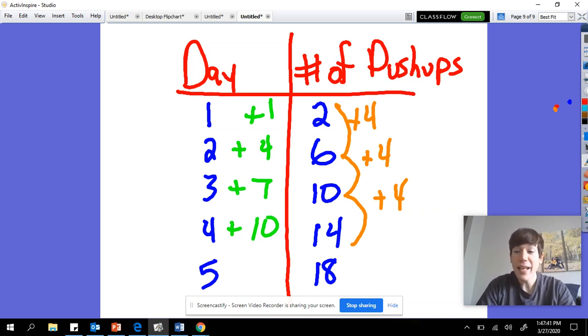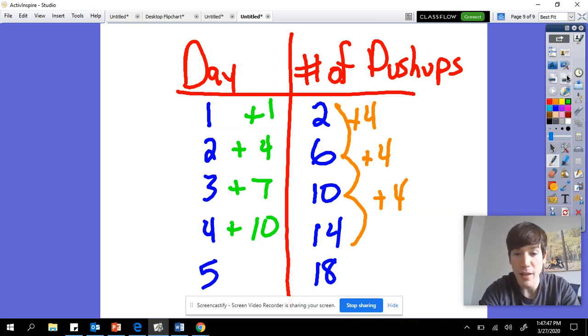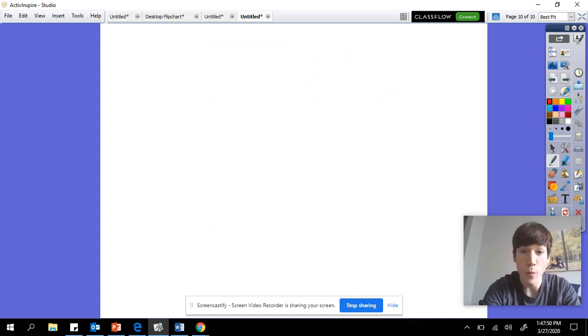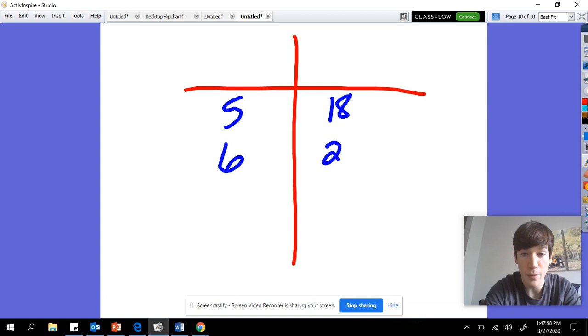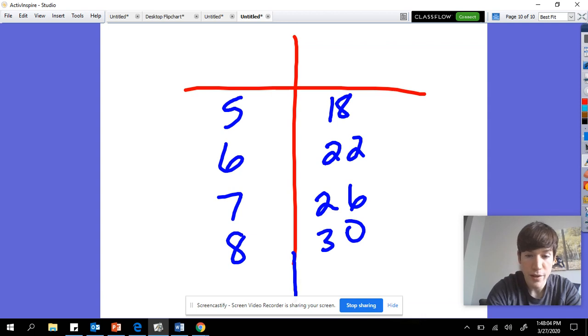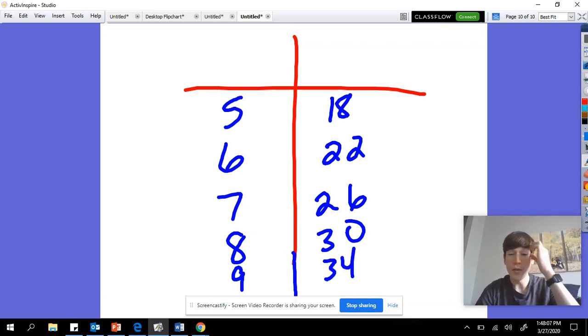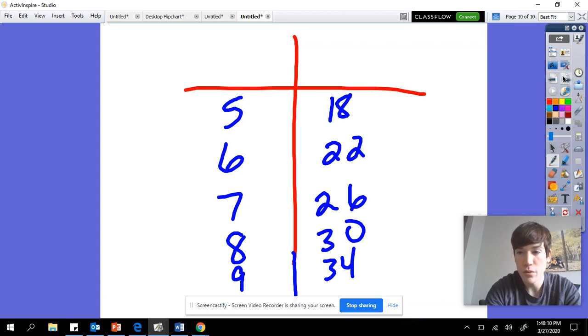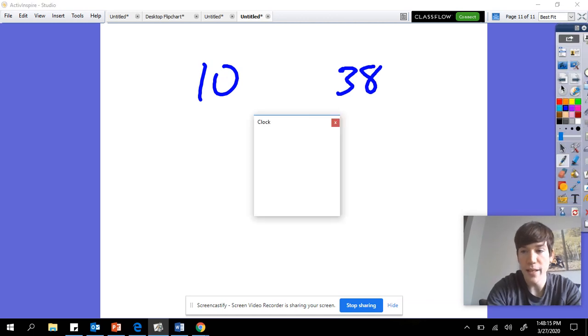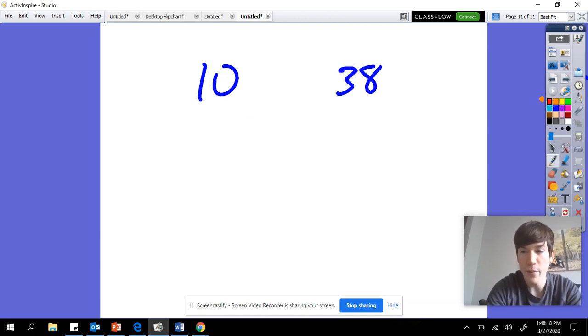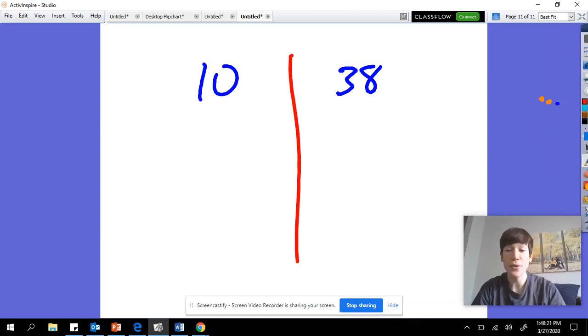Now, the second question I asked you after day 5 was to figure out day 10. There's a couple of ways that we could go about doing this. We could, for one, continue our chart here. So we knew that day 5 was 18, so we could say day 6 is going to be 22, day 7, 26, day 8, 30, day 9, 34. So then day 10, put it over here, day 10 would be 38. So day 10 would have exactly 38 push-ups.